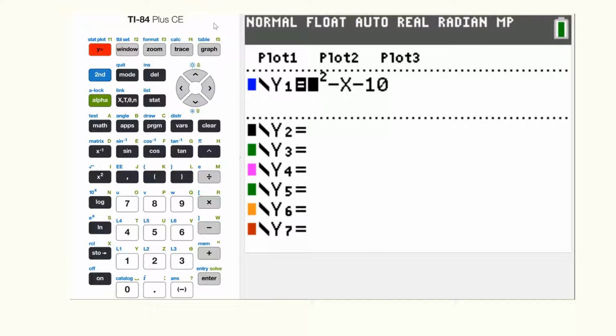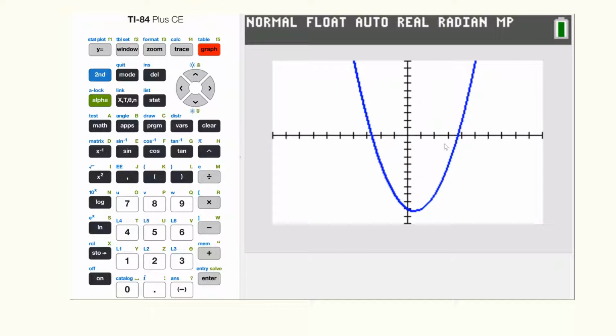Now on page 231 in the textbook, down on example 4, we're asked to graph a quadratic equation of x squared minus x minus 10, which I have here in the y equals. When I look at the graph, I can see that it has two roots or two zeros. It's crossing the x-axis in two locations, but neither of those is on a grid line. It's not crossing here at -3, but it's also not crossing here at -2. It's somewhere in between.